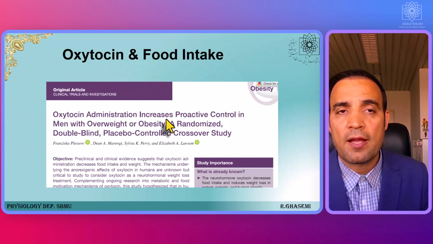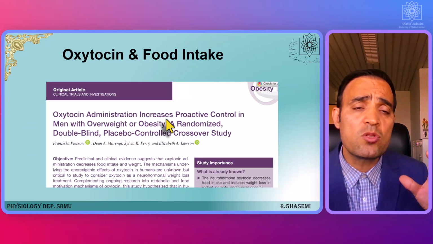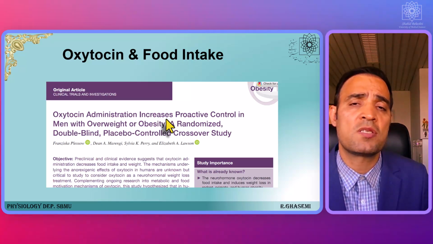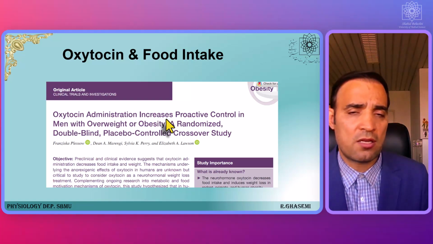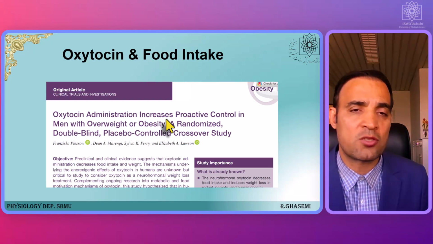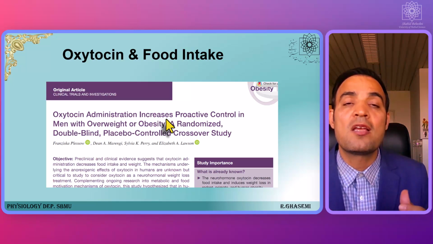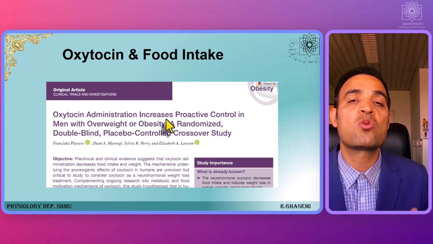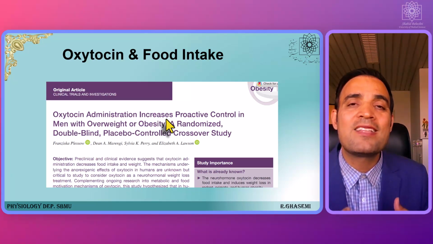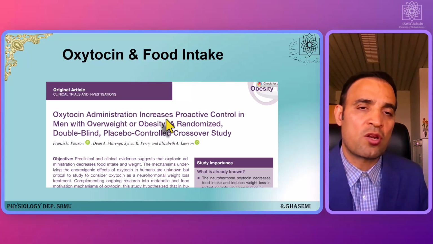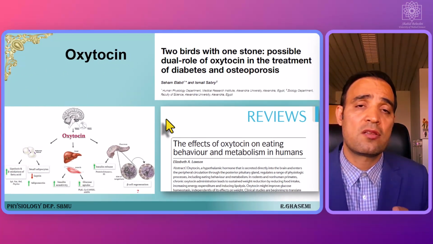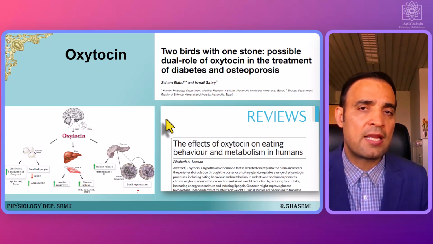And it has also been shown not only in the brain, but also in the metabolism. Oxytocin is involved, for example, in food intake. This is a screenshot of a recent article that you see. When we administer oxytocin, a person is able to better control their food intake. It increases the motivation for the control of food intake and weight control.